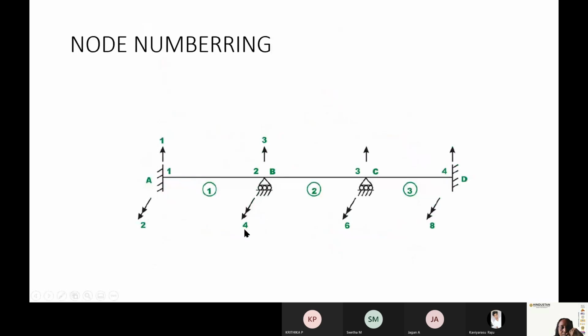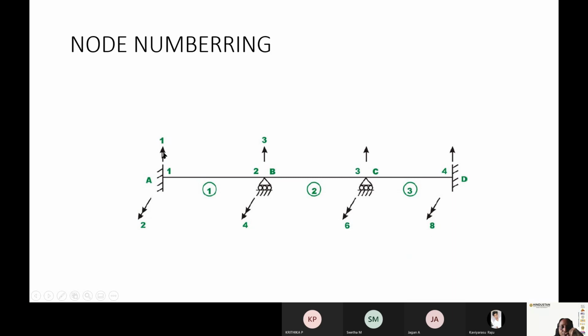So this node 4 is not restrained. It is free. Each node, I have numbered as node 1, it is having translation 1, rotation 2. Node 2 is having translation number 3 and rotation 4. Node 3 is having translation number 5 and 6. And node 4 is having translation number 7 and 8.